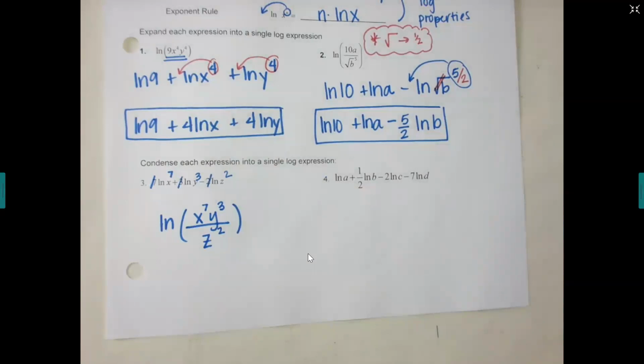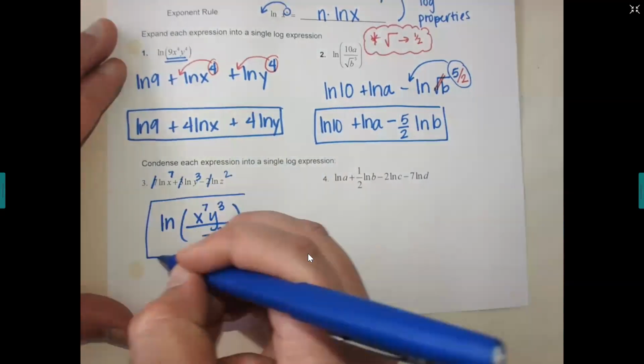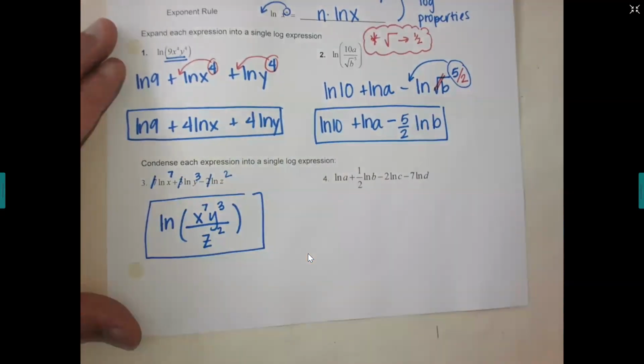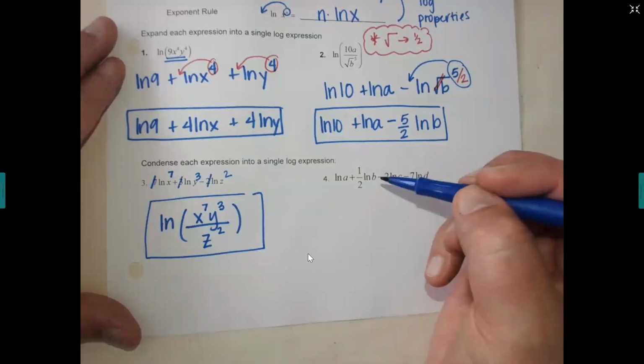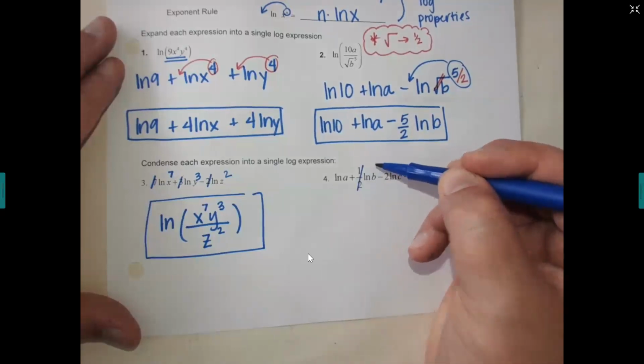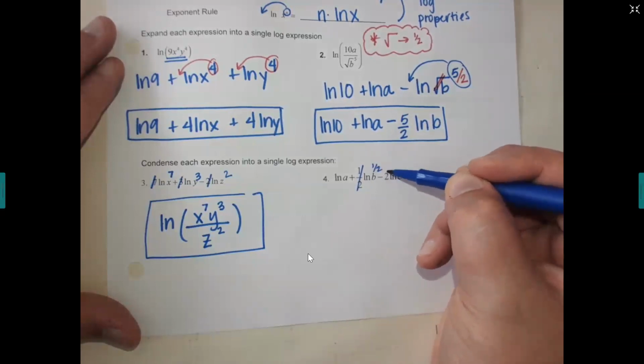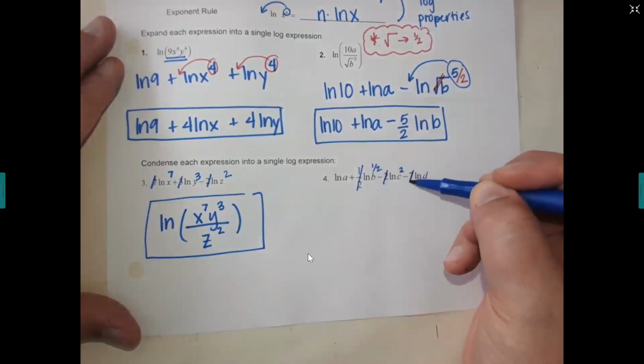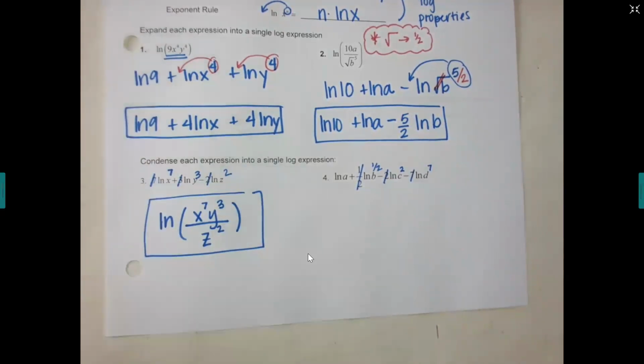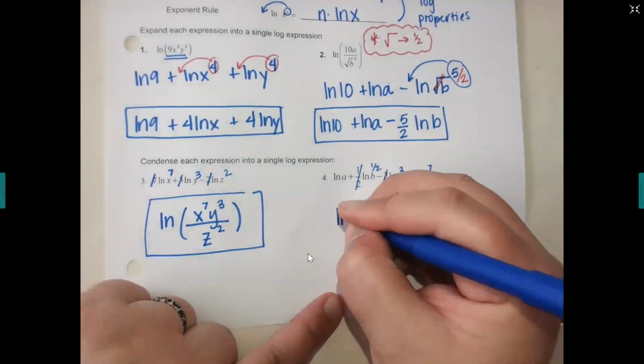Okay, take a look at number 4. What would my first step be on number 4? Yeah, we have quite a few things to move. So let's do the 1/2 is going to jump up on which letter? The B. The 2 is going to jump up on the C, and the 7 will end up on the D. Okay, then from there, when I combine these, I want to make sure anything added stays on the top. Anything subtracted goes to the bottom. So ln big fraction.